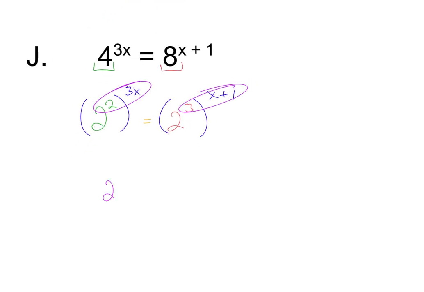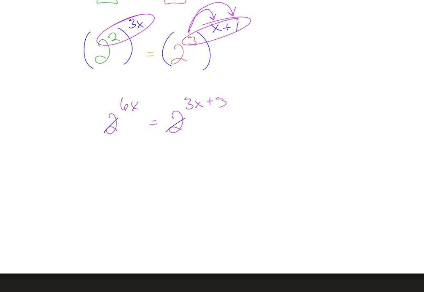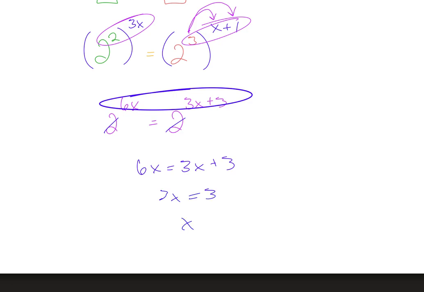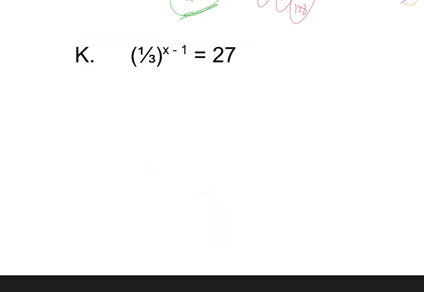So we get 2 to the 6x. And we get 2 to the 3x plus 3. How do I do that? You distribute, right? And then now we basically ignore the bases and we jump straight to the exponents to solve. You get x is 1. Okay, oh my goodness, we have a fraction.